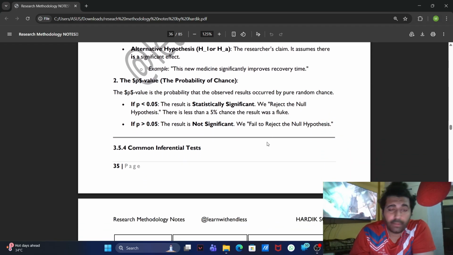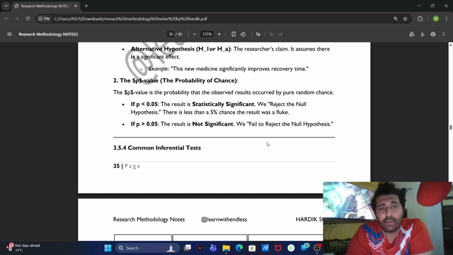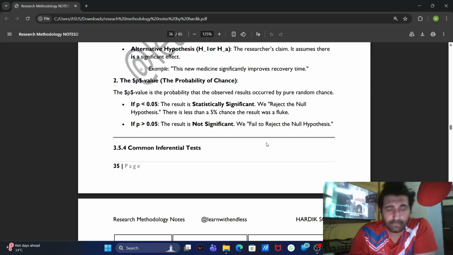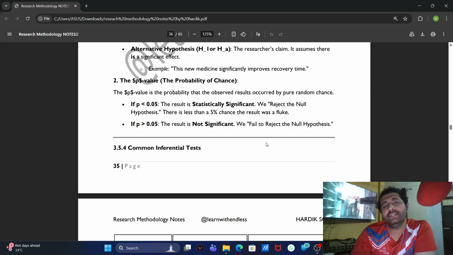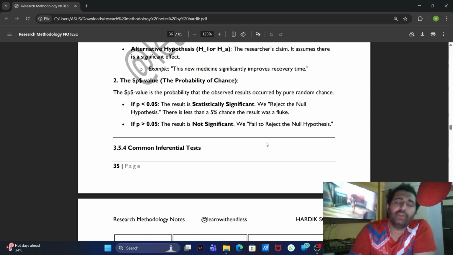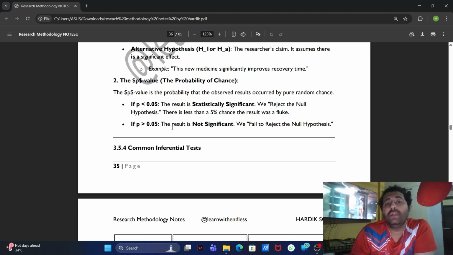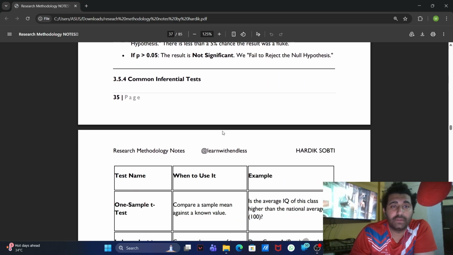The p-value, the probability of chance. The p-value is the probability that the observed result occurred by pure random chance. If p is less than 0.05, the result is statistically significant. We reject the null hypothesis. There is less than 5% chance the result was a fluke. If p is more than 0.05, the result is not significant. We fail to reject the null hypothesis.